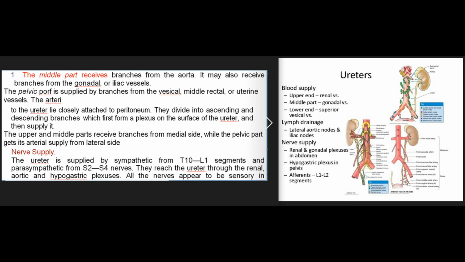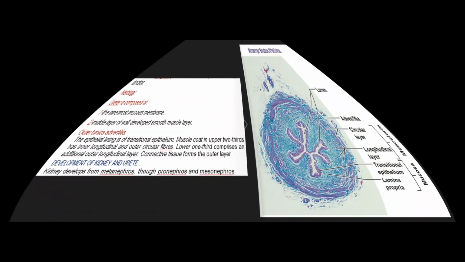Nerve supply. The ureter is supplied by sympathetic fibers from T10-L1 segments and parasympathetic fibers from S2-S4 nerves. They reach the ureter through the renal, aortic, and hypogastric plexuses. All the nerves appear to be sensory in function.